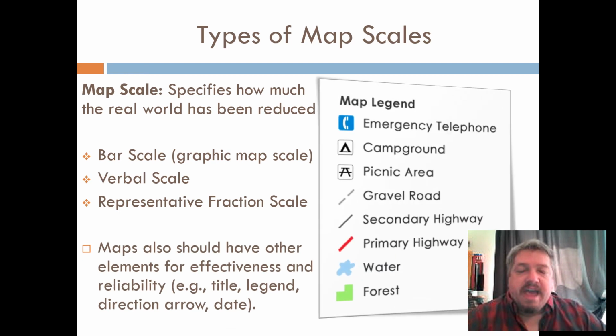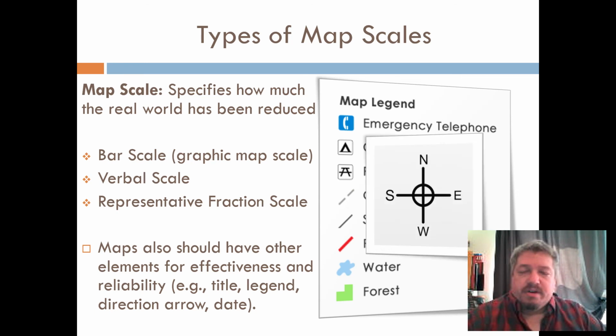Another thing a map should have, among many elements, is a map legend. So you see a map and you see symbols. How do you know what these mean? The map legend or key might tell you. Why are some roads black and some roads gray? Why is this blue? Why is this green? Most of us know a lot of this, but maybe you don't. Other things like direction, maybe an arrow pointing north or south.